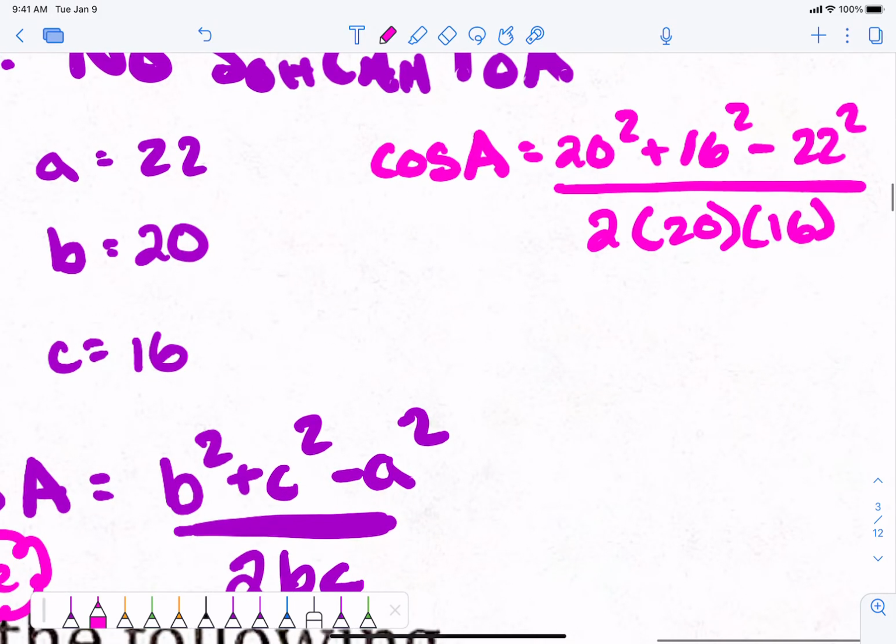So basically, I don't have my calculator. It's in my car. Really funny story, my backpack spilled. Okay, so do this whole big bubble: 20 squared plus 16 squared minus 22 squared over 2 times 20 times 16. Do that real quick, Emma.